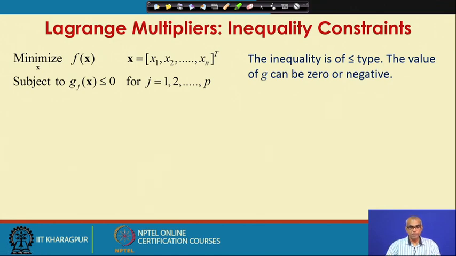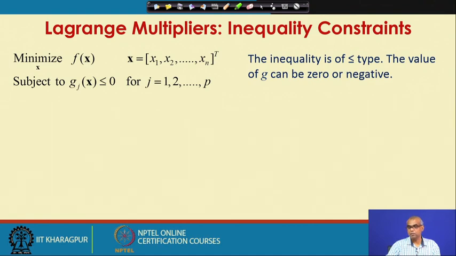Now, let us introduce inequality constraints and let us see how we use Lagrange multipliers to find necessary conditions for optimality for optimization problems with only inequality constraints. So, let us consider a problem: minimize f(x), where x is an n-vector, subject to p inequality constraints, g_j less than or equal to 0, j equal to 1 to p.